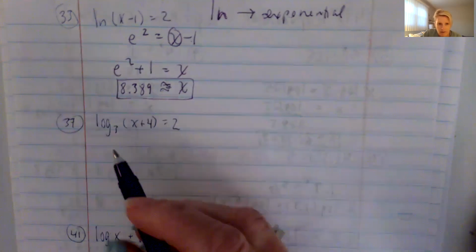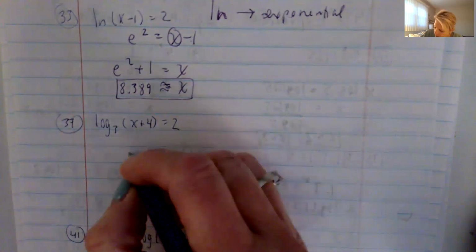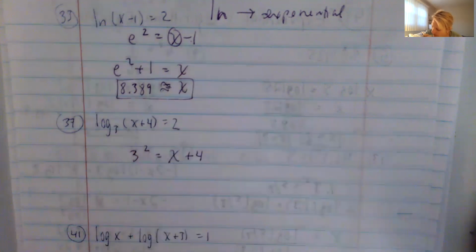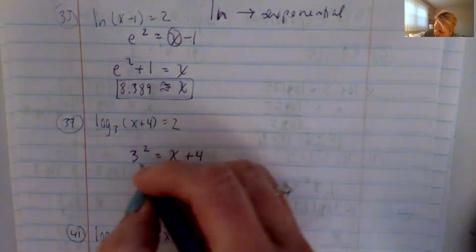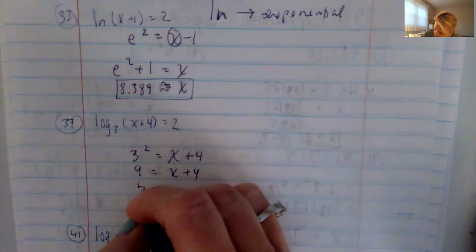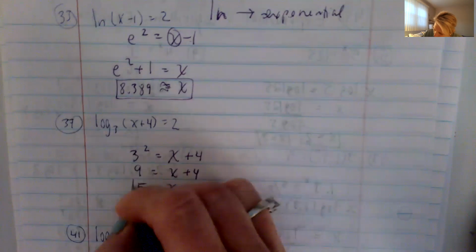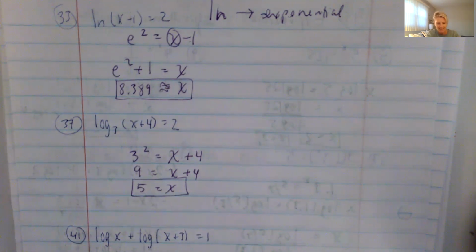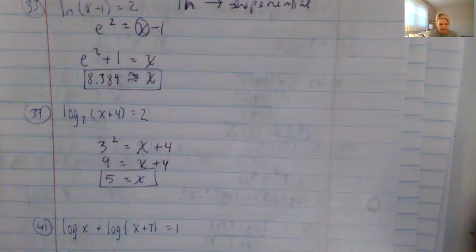Okay, 37. So we have base 3. So this is really 3 squared equals x plus 4. That's 9 equals x plus 4. Subtracting 4, we get x equal to 5. We like those. Those are fun. Let's look at 41.